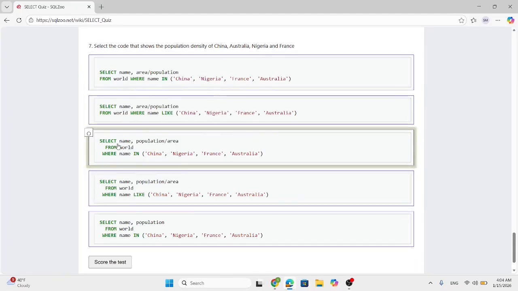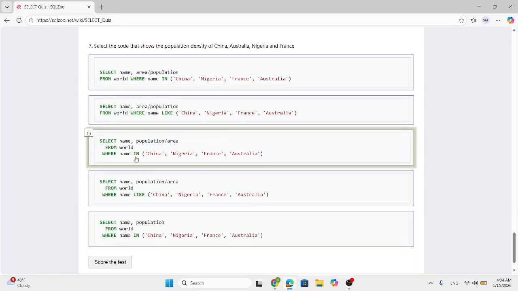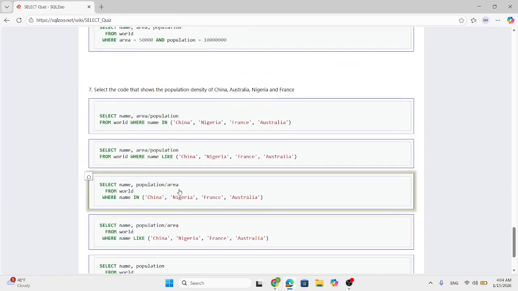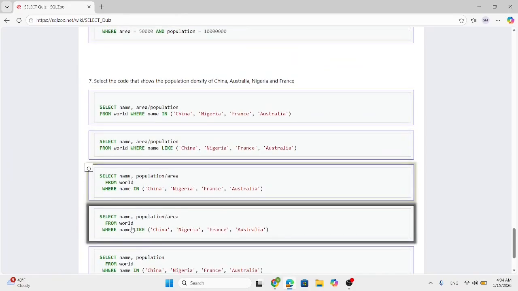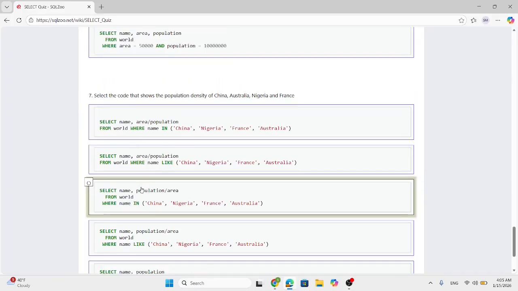So it can be C or D. We are looking at everything. Select name, population divided by area from world where name not like. We need to write in, because like means ending with something or starting with something or containing something. No, we need to just take this list. So that's why we are going to use IN in this case.